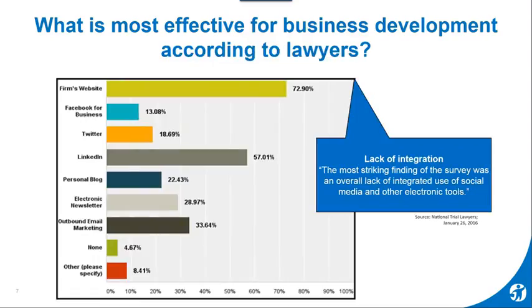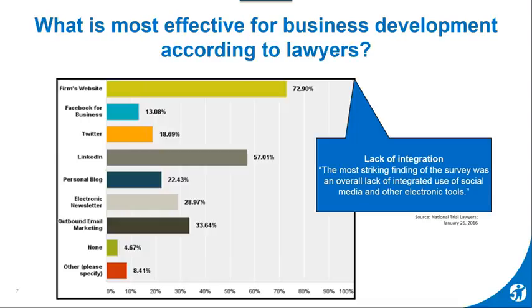So what's really interesting is, according to an ABA legal technology report from 2014, lawyers are using digital marketing, but for the most part, there's really a lack of integration across the board. And as you can see by this image, law firms are certainly using websites, and I suspect this number has increased even more since the study was conducted in 2014.